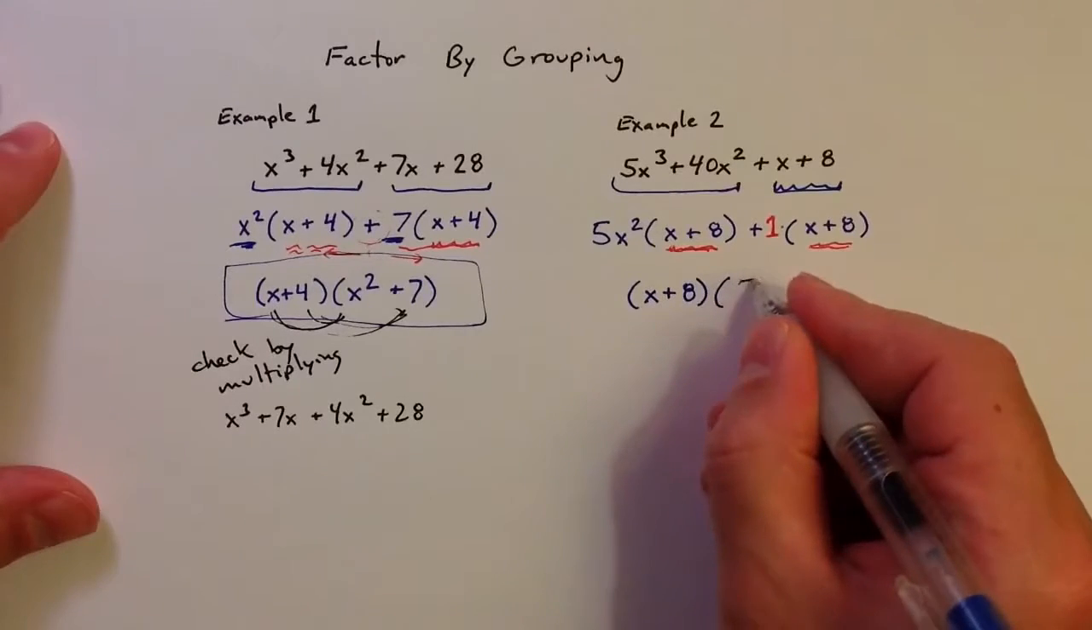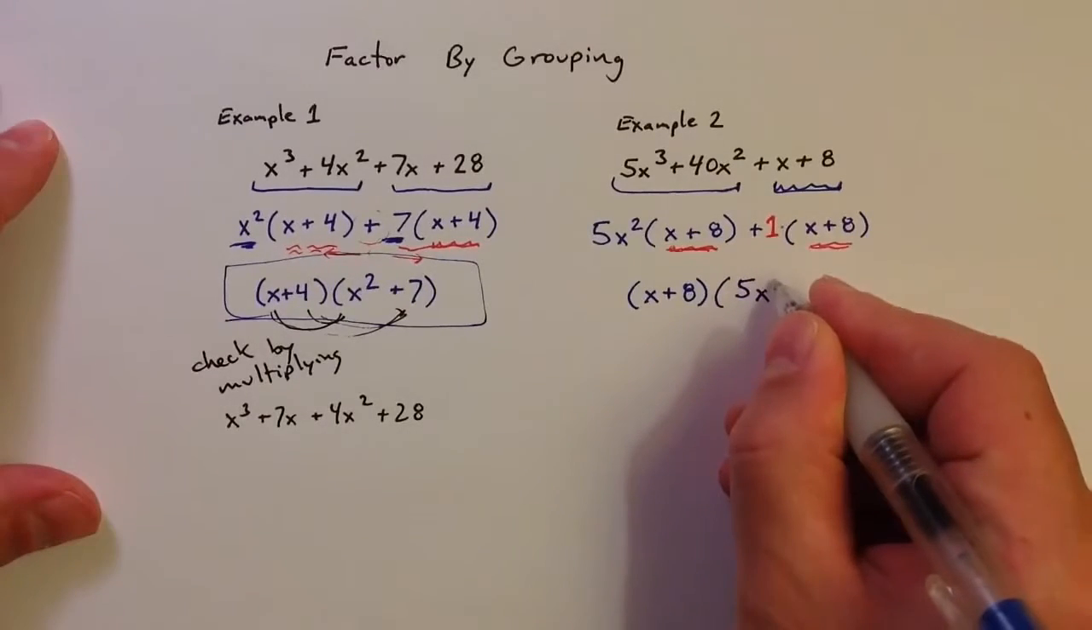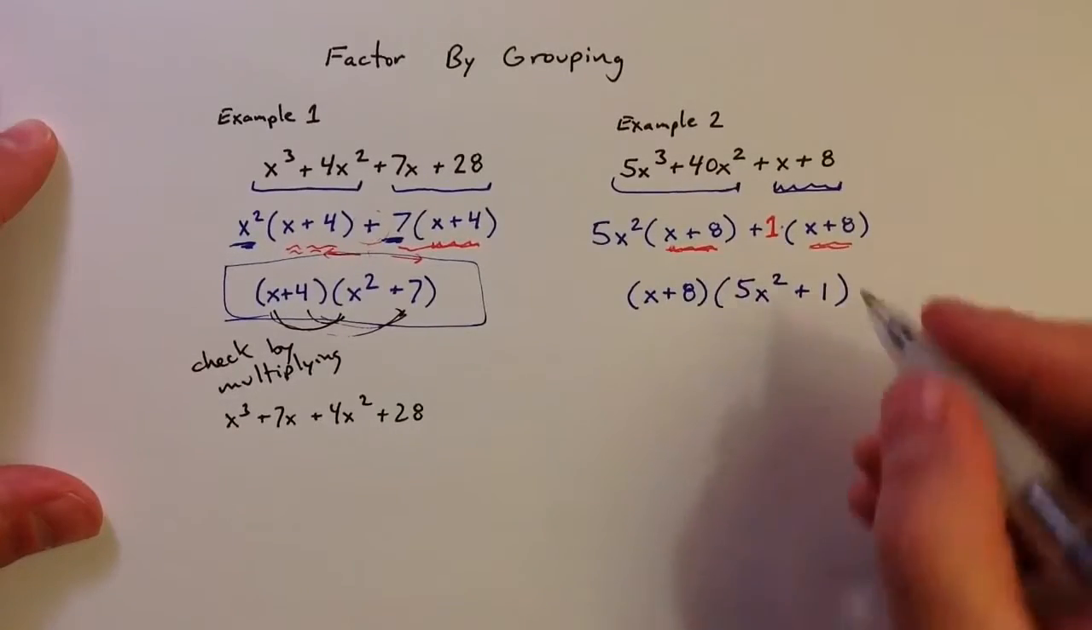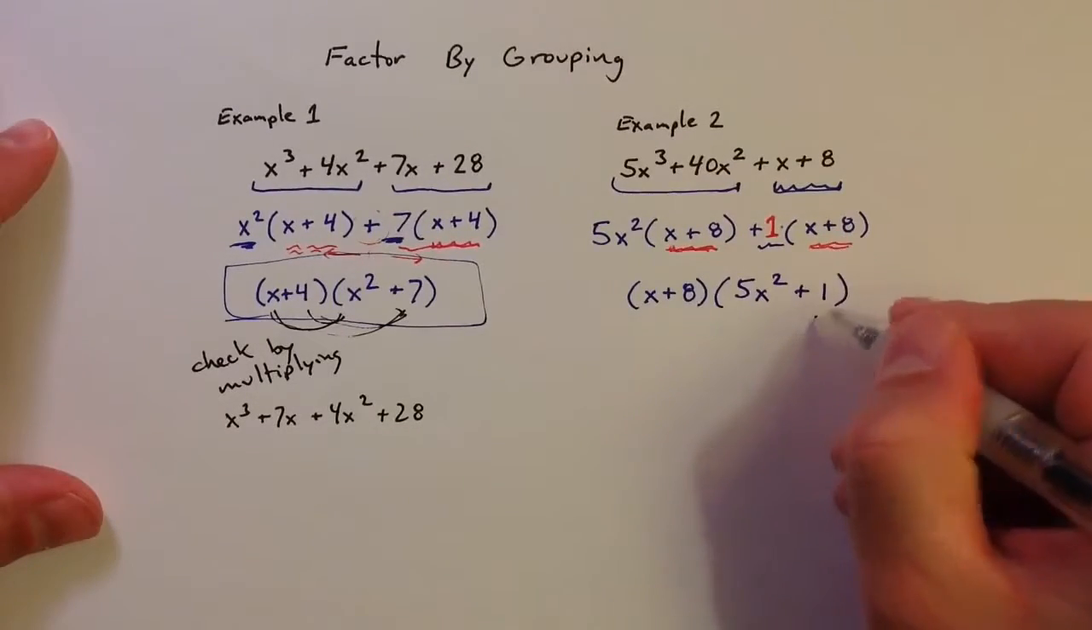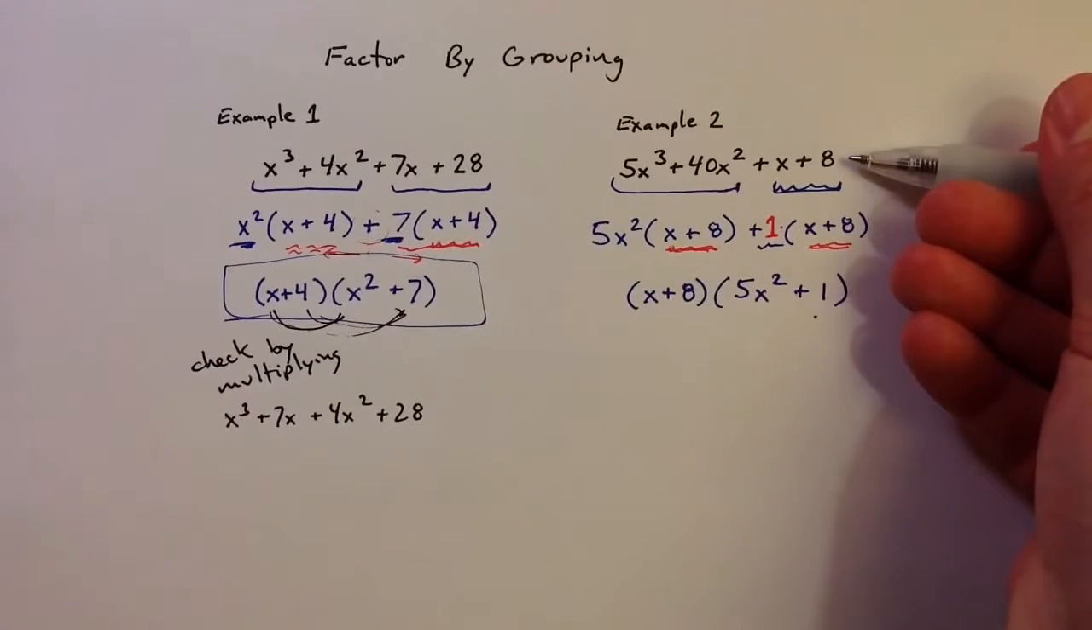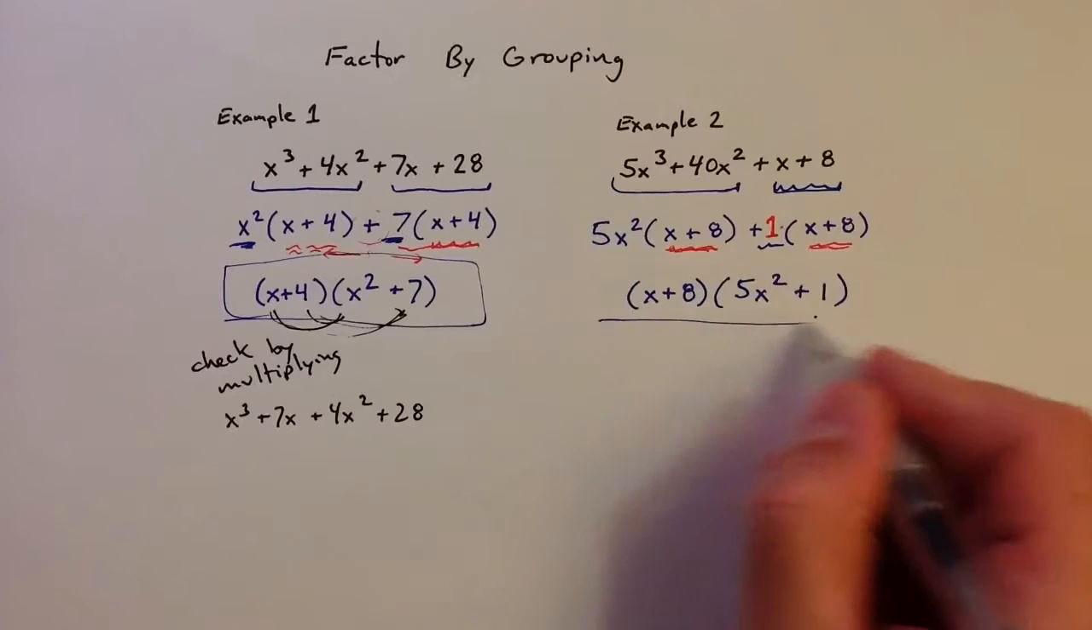And then the other factor would be 5x squared plus 1. Right, so I need that placeholder of a 1 so that multiplying it back out, we get the last 2 terms. So that would be the factored expression.